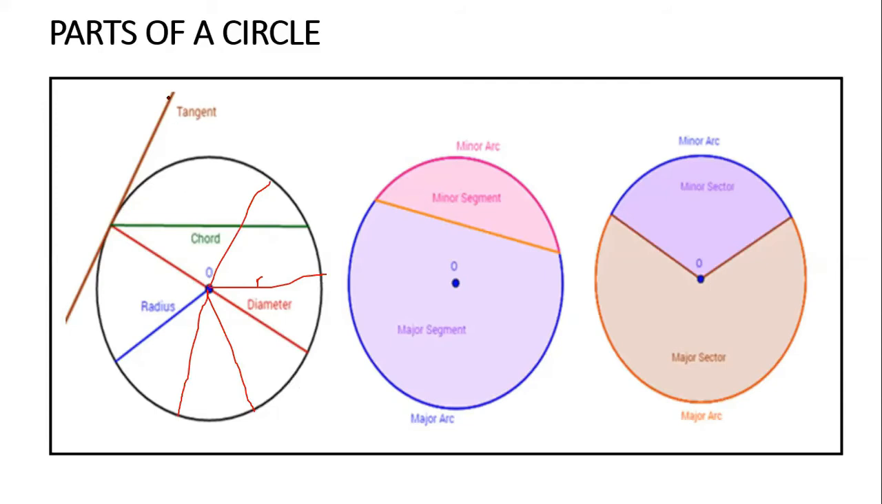Then we also have a tangent. This is a straight line that is drawn outside the circle and it only touches one point of the circle. That one is called a tangent.